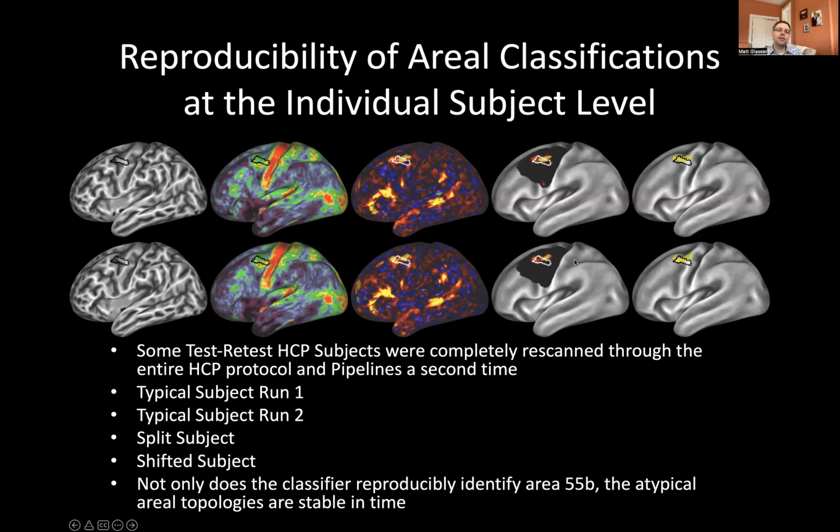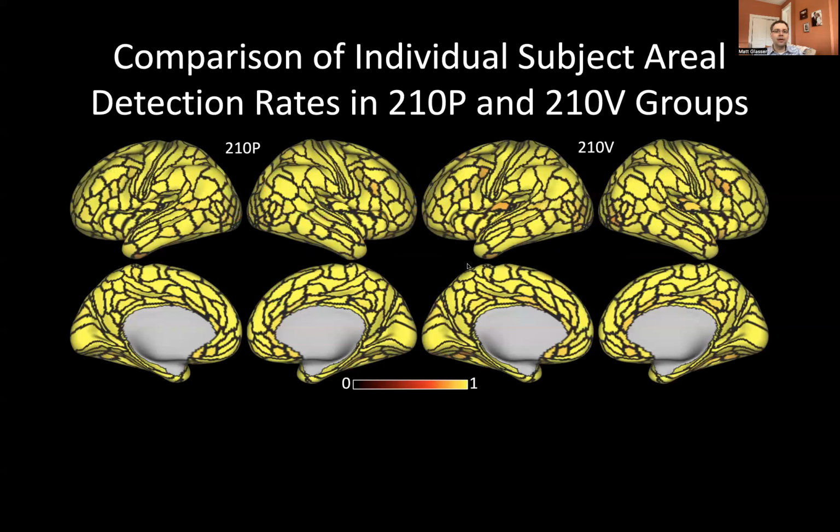So not only is the areal classifier able to reproducibly identify area 55B in the typical case, these atypical topologies are stable in time. They're real neuroanatomy of these subjects, and the areal classifier can pick them up.